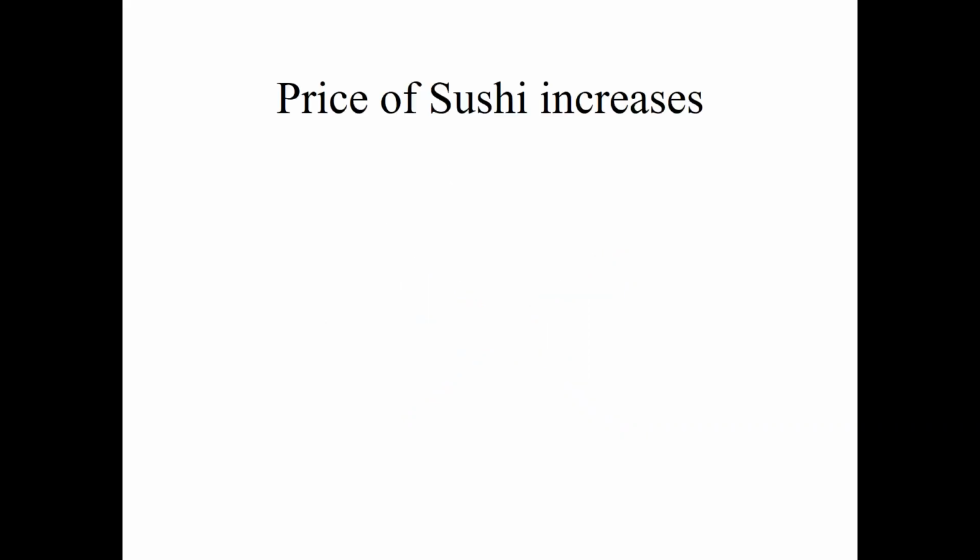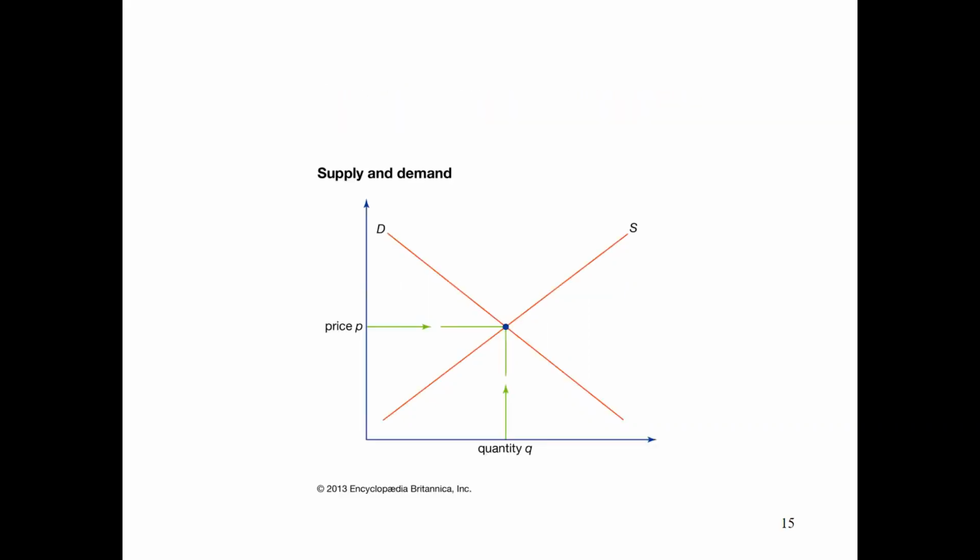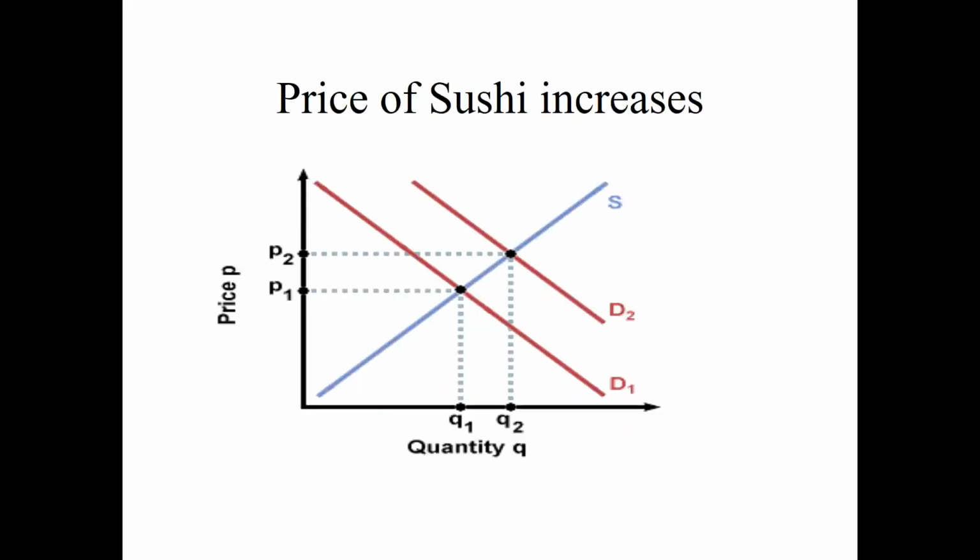I go back: price of sushi increases. Sushi is a substitute. I know it's a demand shifter. If the price of sushi increases, fewer people are going to buy sushi, more people are going to want hamburgers. So the demand for hamburgers is going to increase. So I shift it right.